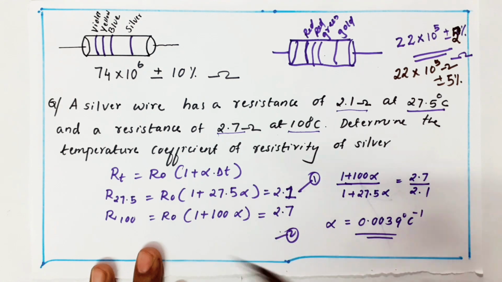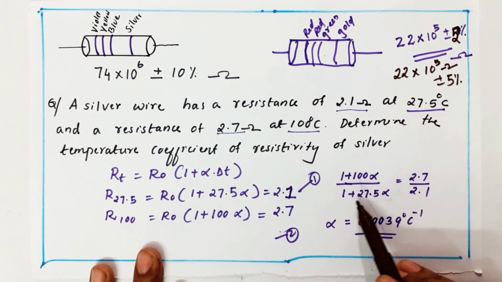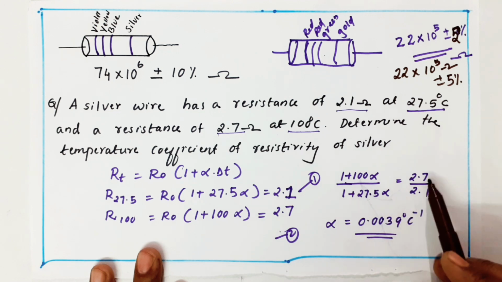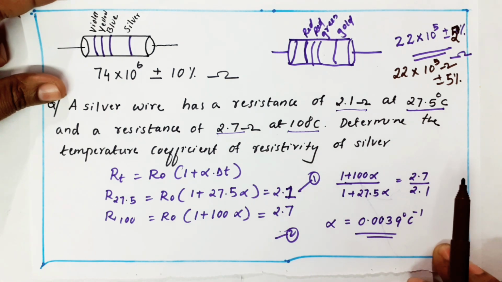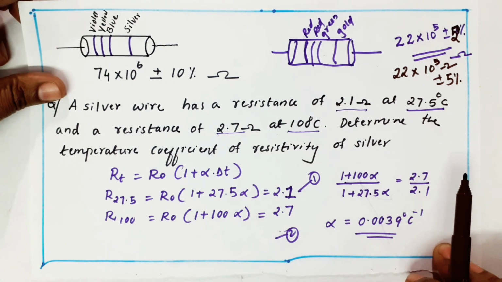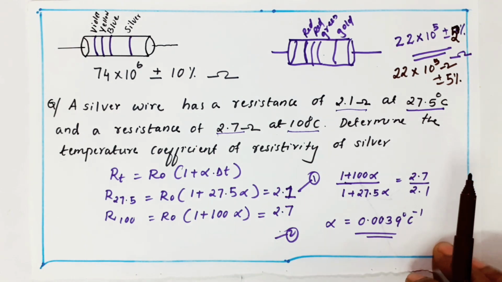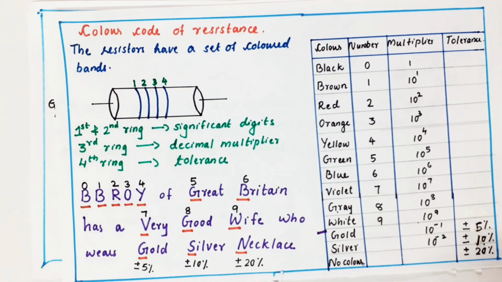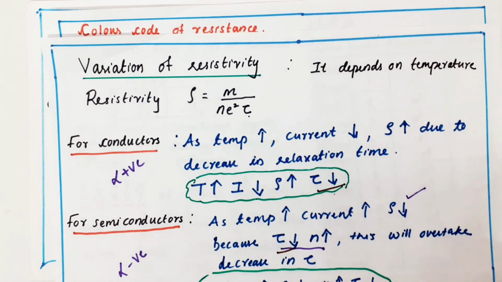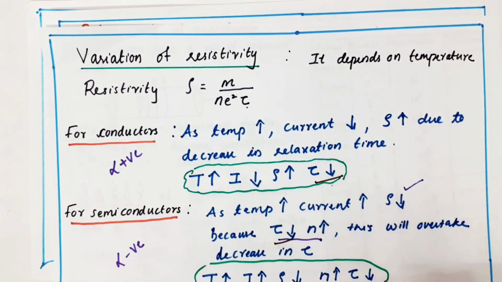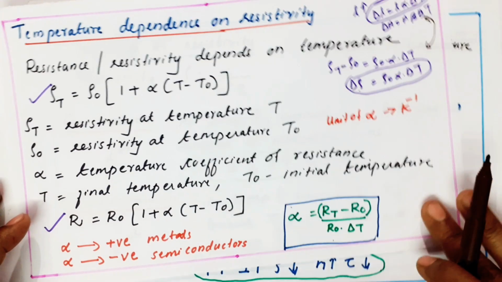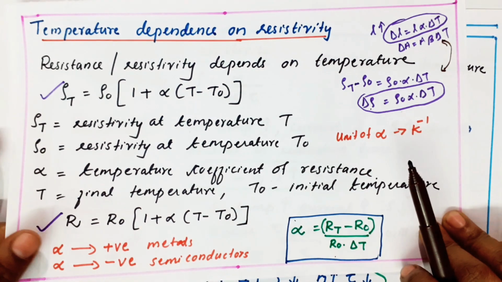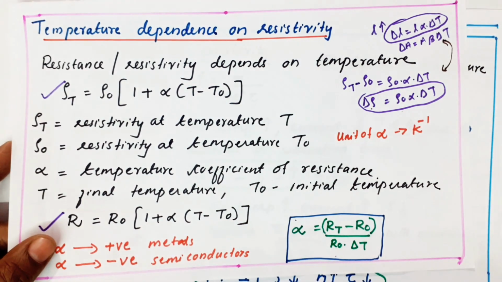Divide these two equations, R0 gets cancelled. So 1 plus 100 alpha by 1 plus 27.5 alpha equals 2.7 by 2.1. So I got the answer alpha equals 0.0039 per degree Celsius. I hope you understood this video. I discussed the color code of resistance and the very important thing, how the resistivity varies with temperature. For conductors alpha is positive, for semiconductors alpha is negative. And I gave you the relation of resistivity with temperature: rho T is equal to rho naught into 1 plus alpha into delta T.